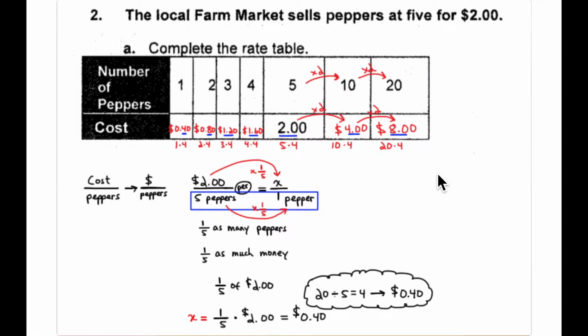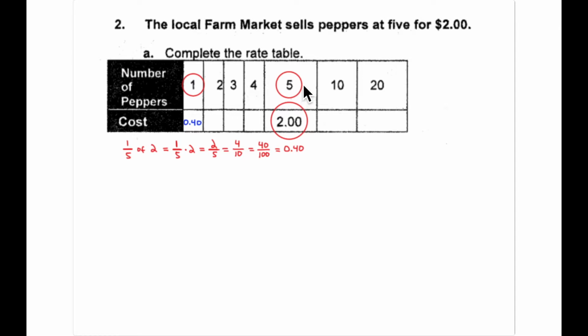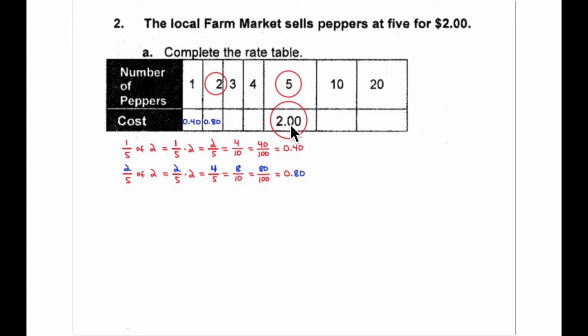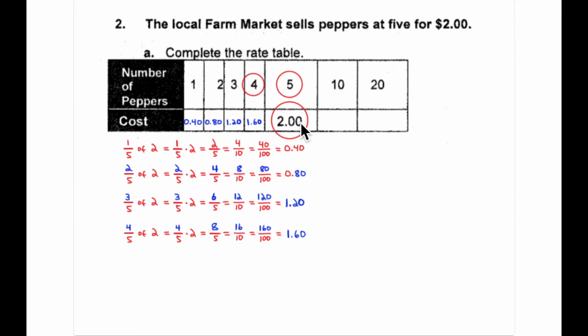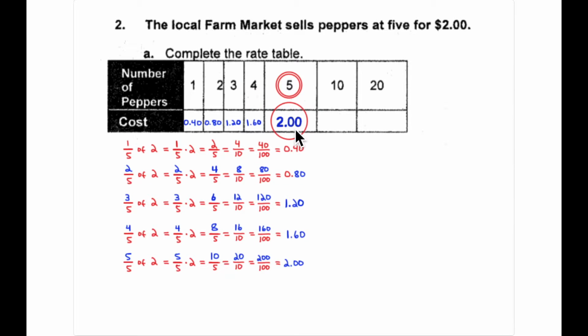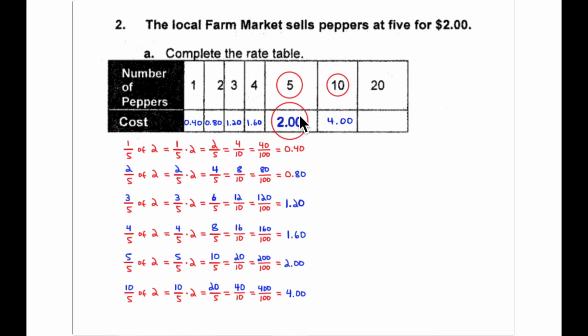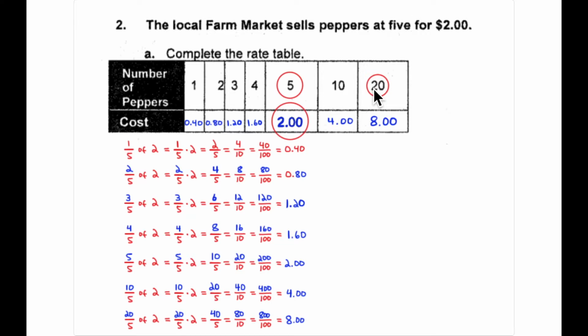You can also think about this as working with the 5 peppers and think about 1/5 of 5 peppers is 1/5 of $2.40. That's essentially what we just did. But then think about what's 2/5 of $2, 3/5 of $2, 4/5 of $2, 5/5 of $2 is $2, 10/5 of $2. 10/5 is 2. So 2 times 2 is 4. 20/5 is 4. 4 times 2 is 8. So you can stop the video, look at these calculations, and see if they make sense to you.